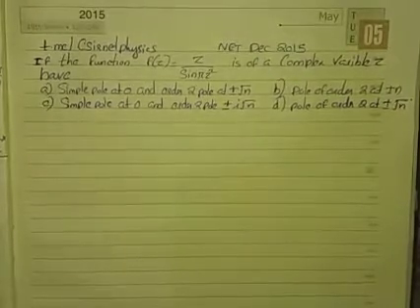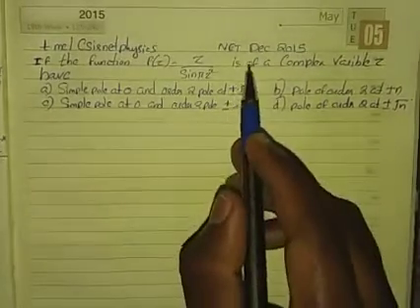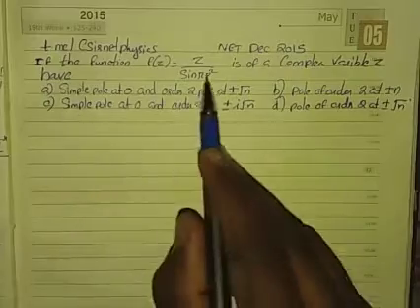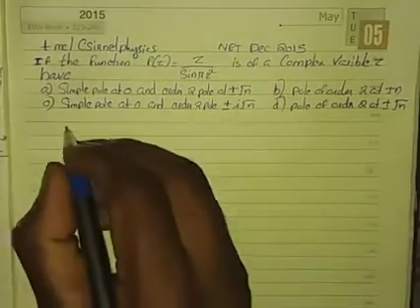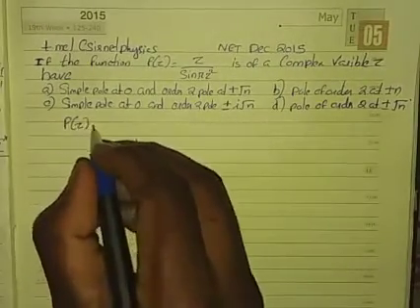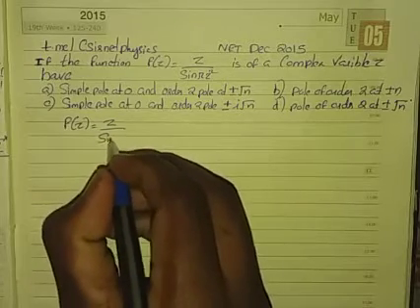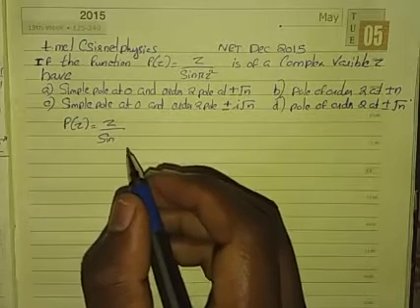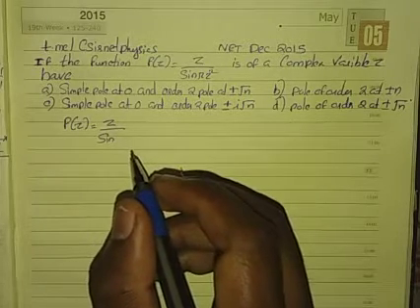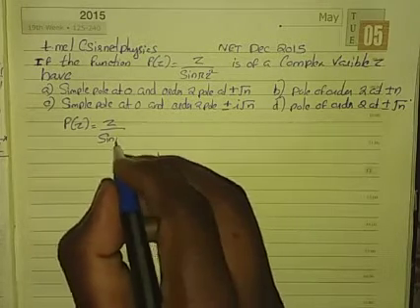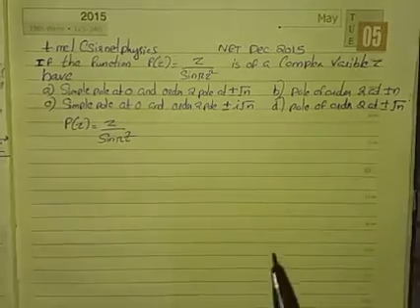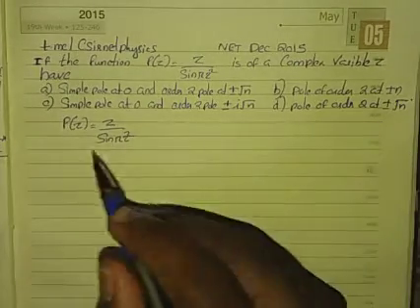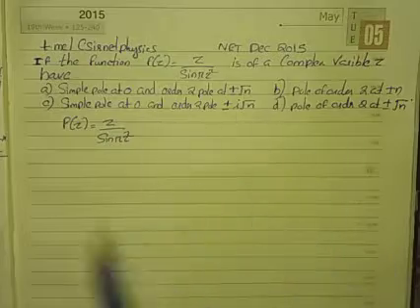Hello guys, what we have here is a question which was also asked in NET December 2015. The question is: if a function f of z, which is given by z divided by sine of pi z square, is a function of a complex variable z, then it has what?